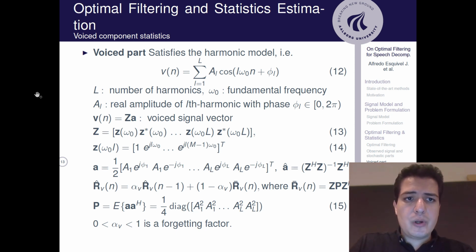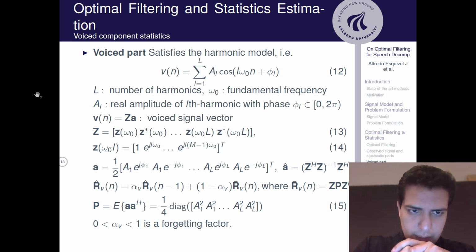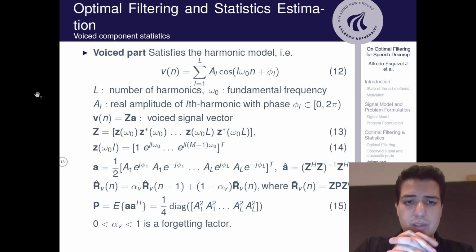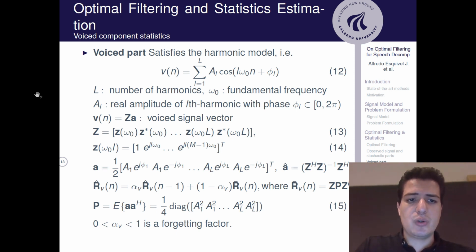And we can express the voice vector in that way with a Z matrix times an amplitude vector A, in which the Z matrix is formed by the complex exponential vectors at the multiples of the fundamental frequency. Since we are handling a real signal model, we need them in conjugate pairs. And we need to estimate the amplitude vector, which is done using a linear least squares formulation.